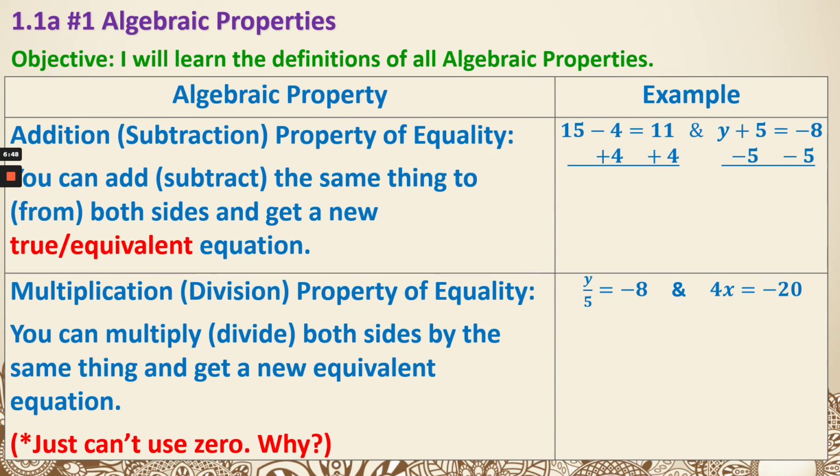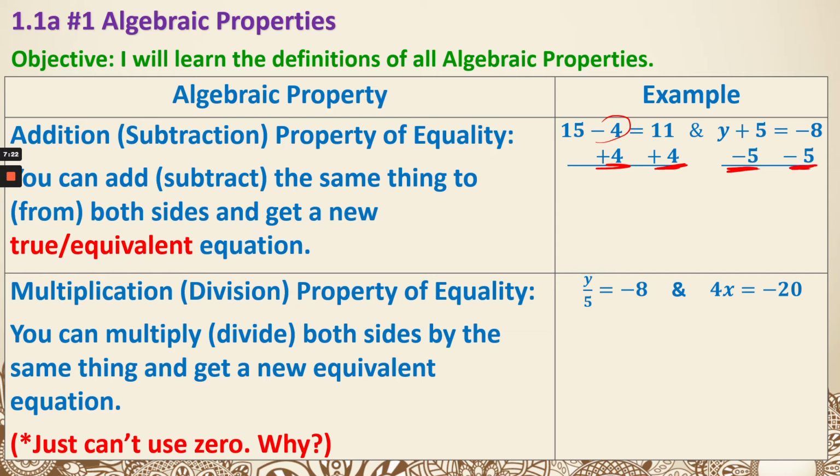Next, addition property of equality and subtraction property of equality. And these are the most common things you actually use to solve equations. You can add or subtract the same thing to or from both sides, and get a new true or equivalent equation. Equivalent just means equal, but logically equal. So here, we have a negative 4, we would add 4. You just need to make sure you also do that same thing on the right side. If you have a plus 5, you would subtract 5. Same thing, you just need to make sure you do it for both sides.